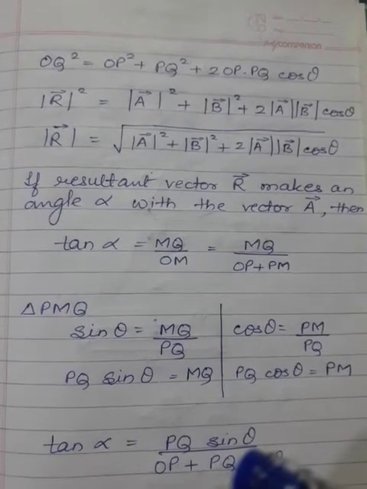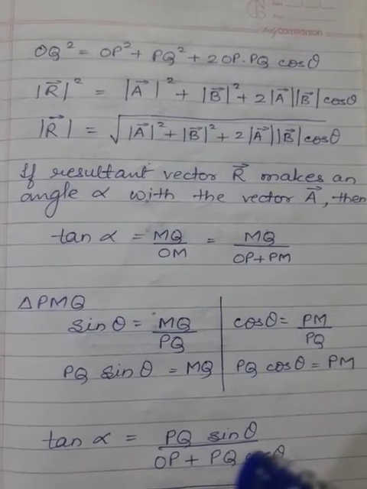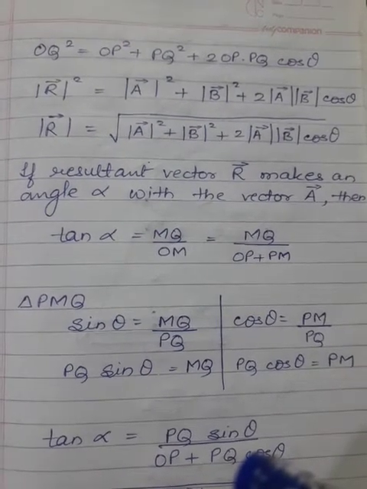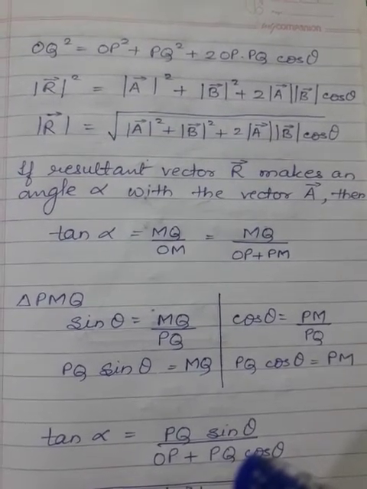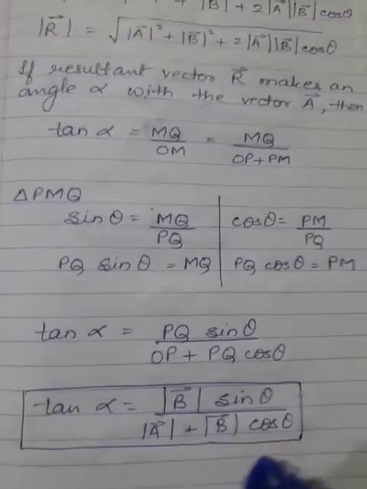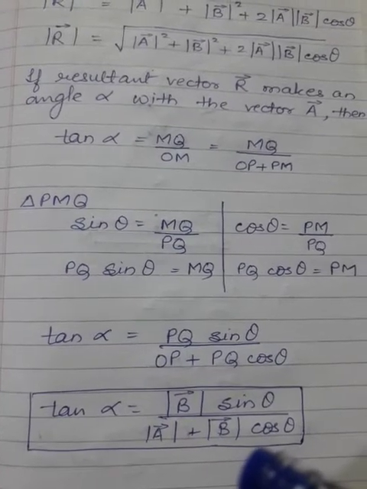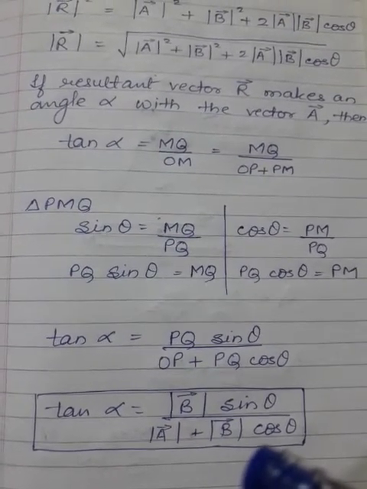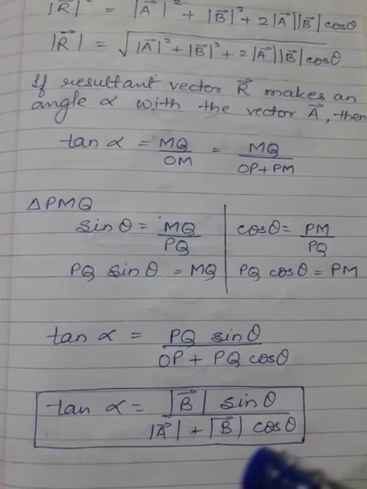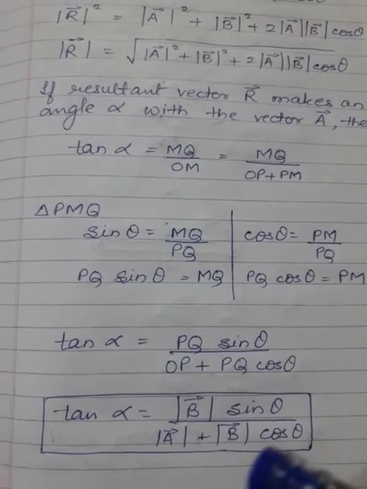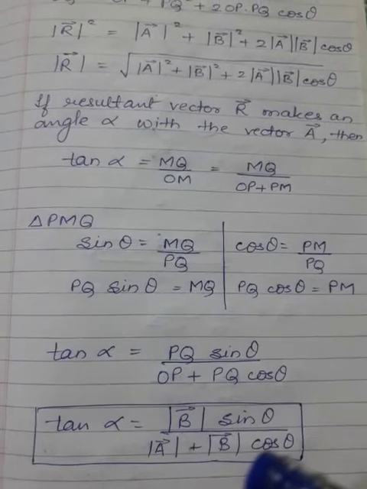If the resultant vector R makes an angle alpha with the vector A, then tan alpha is equal to MQ upon OM, in which OM can be written as OP plus PM. Now considering again the outer triangle, sin theta is equal to MQ upon PQ and cos theta is equal to PM upon PQ. Cross multiply: PQ sin theta is equal to MQ and PQ cos theta is equal to PM.